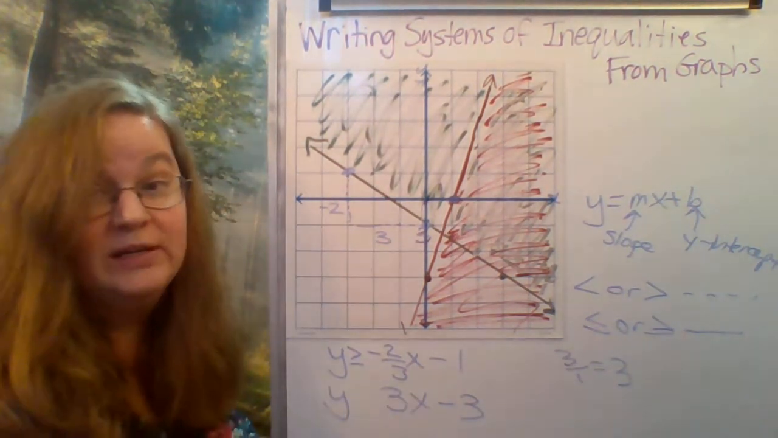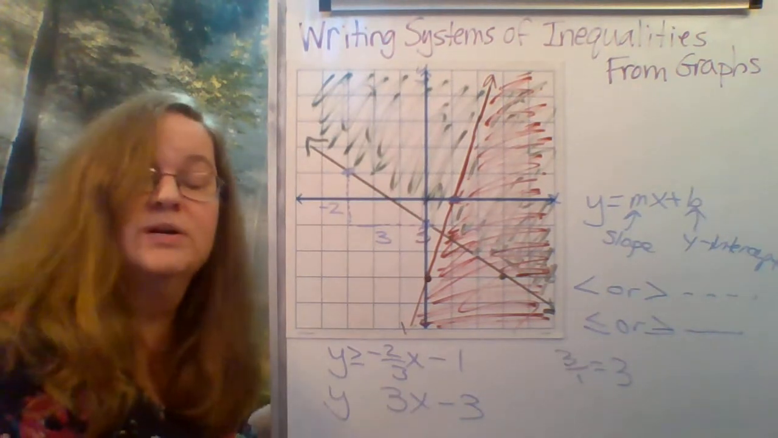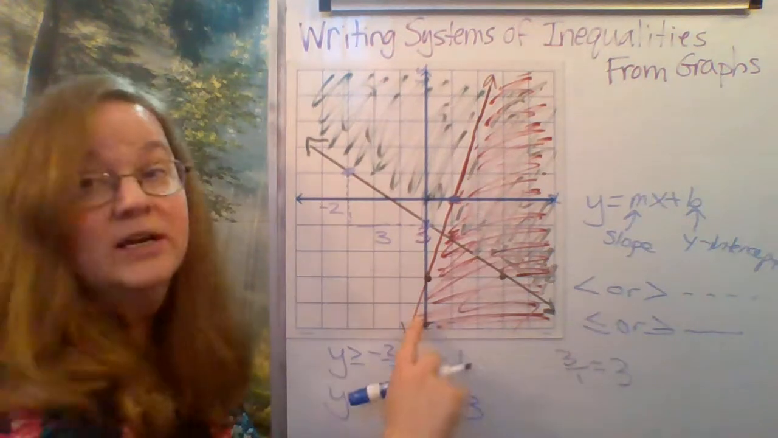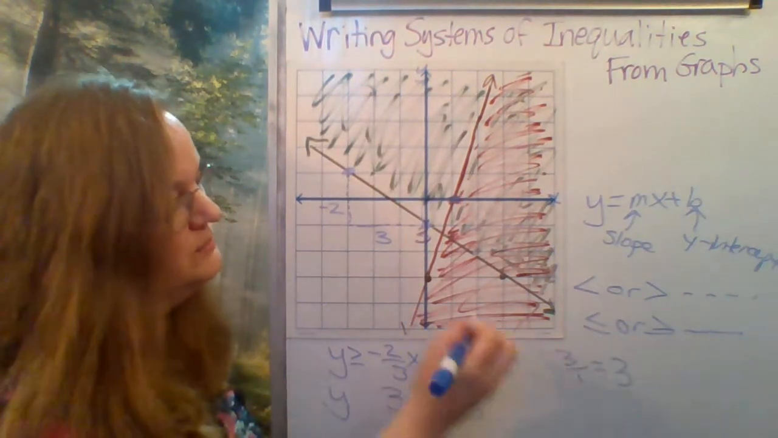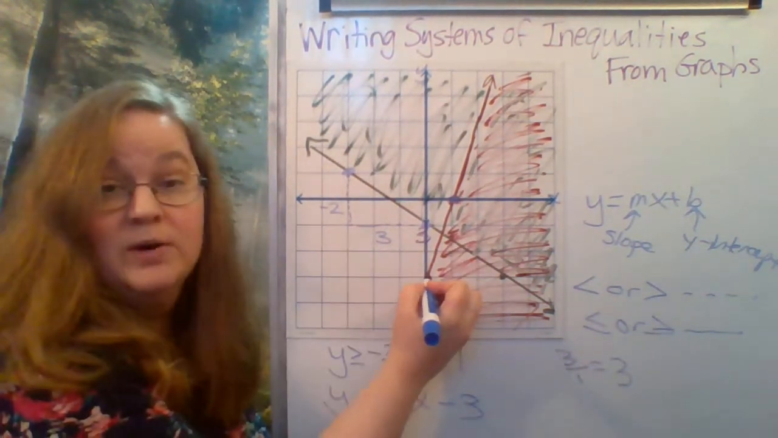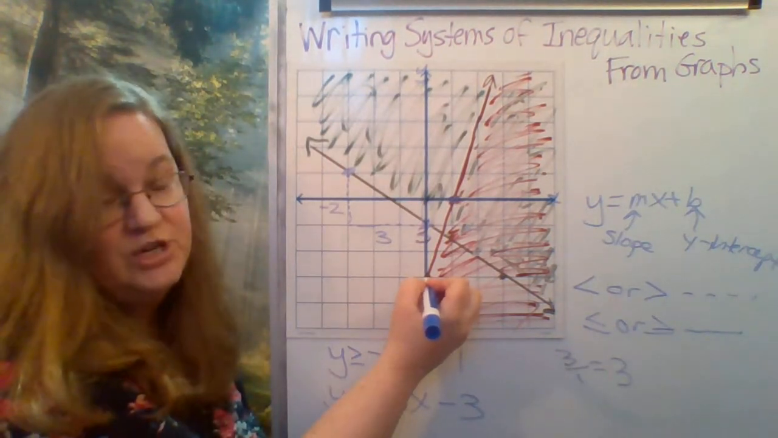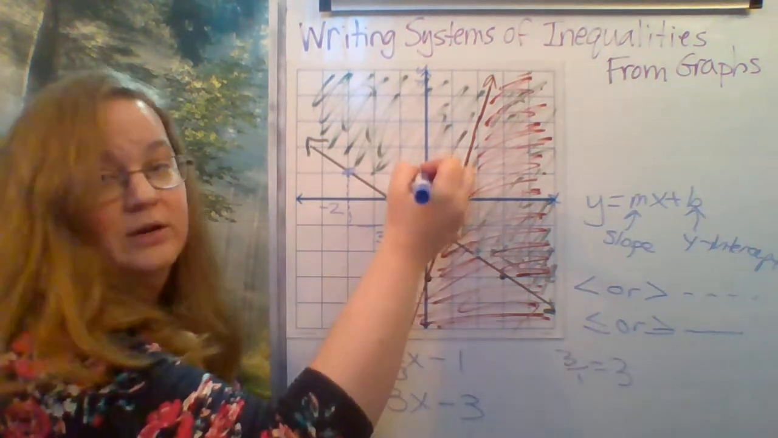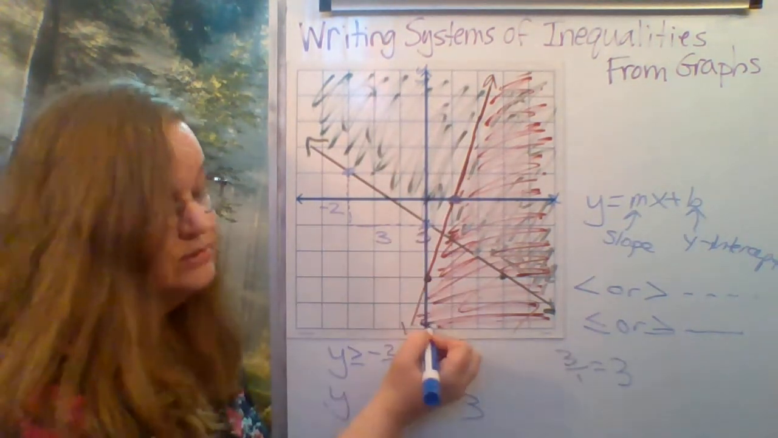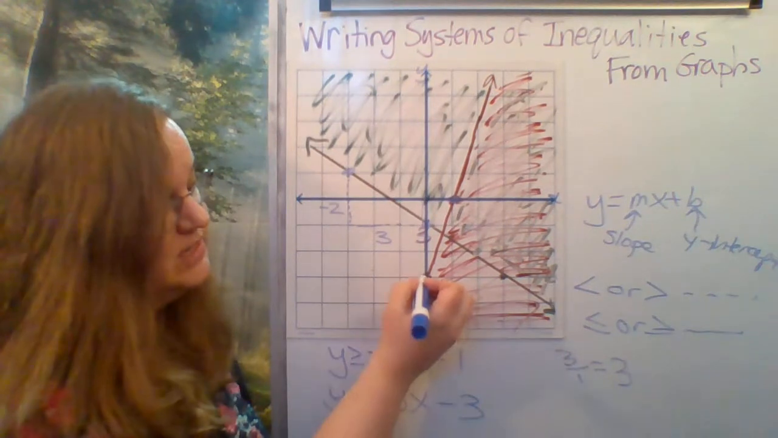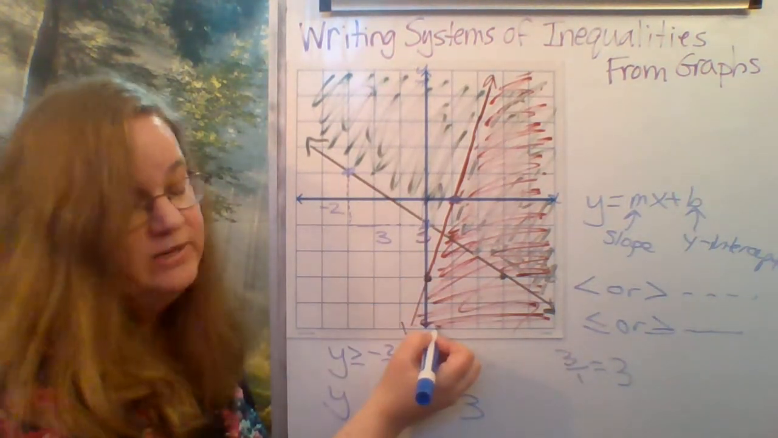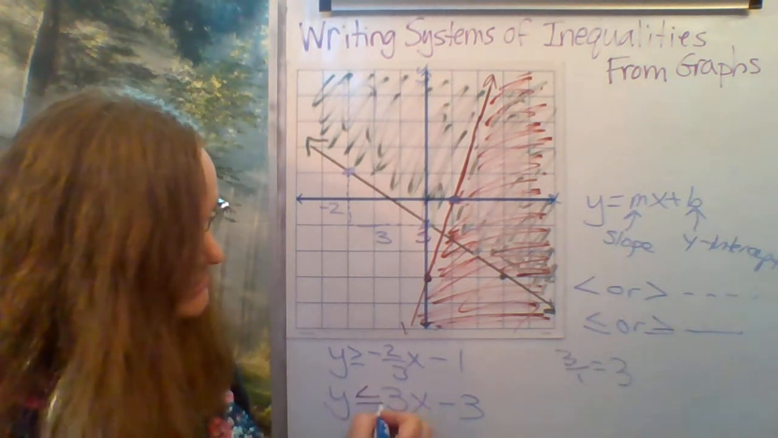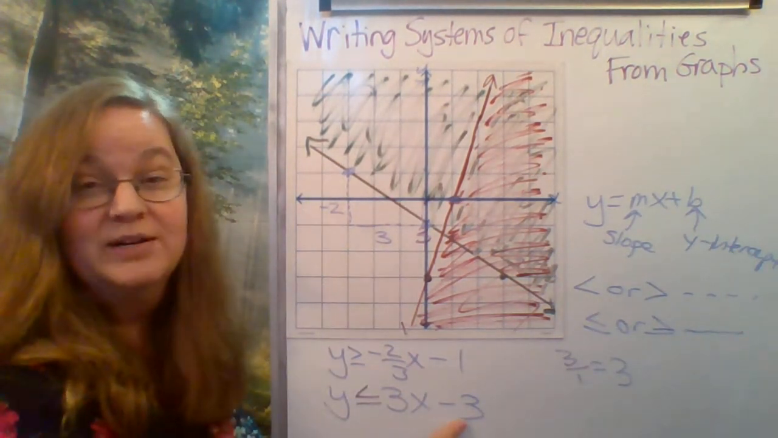I'm going to put my y here, and then again, I have to decide on what kind of inequality sign I'm going to have. It's a solid line, again, so it's got to be an or equal to. And again, I'm going to look at the y-intercept, and then I'm going to decide where the shading is. Is the shading above where the y-intercept is, or the y's greater? Or is it the shading below and the y's are less than? Well, in this case, you see that it's underneath where the y-intercept is, so therefore it's going to be less than. So y is less than or equal to 3x minus 3.